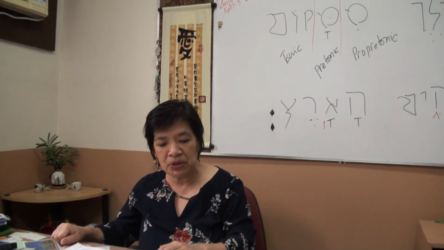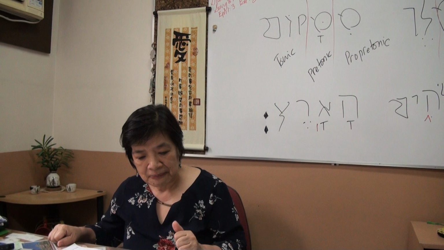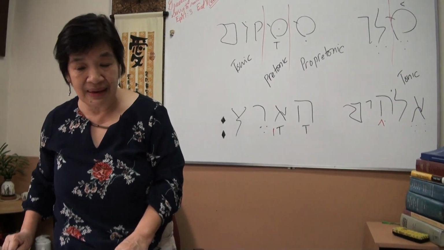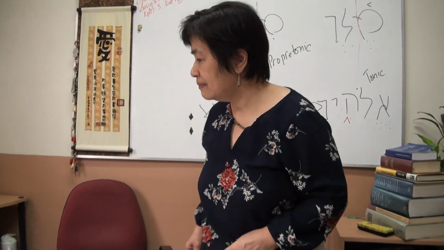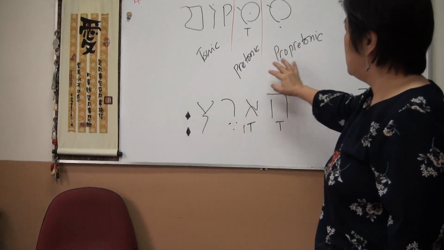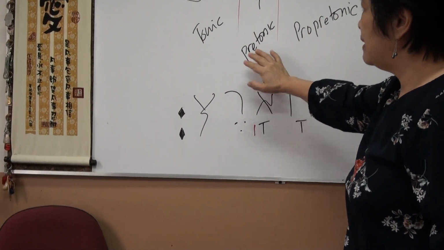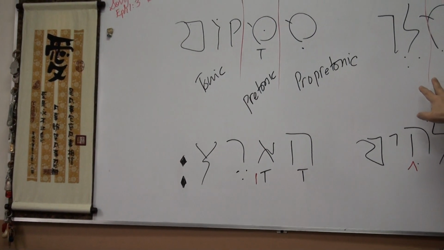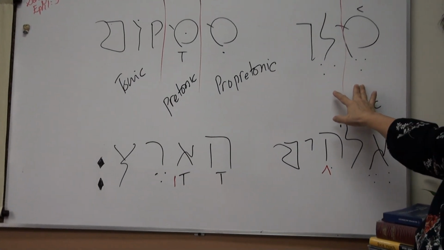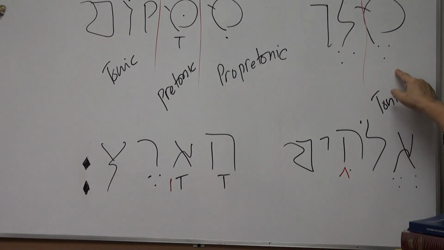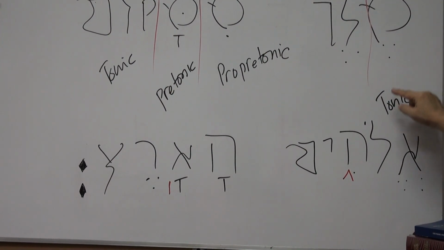Your tonic would be your stressed syllable. And then you have as an example also melek. So in this example, for mimakom, you have your propretonic, pretonic, and then tonic. This is the accented syllable. For segolites, two syllables, an example is melek, the accent is here. So this is your tonic syllable.